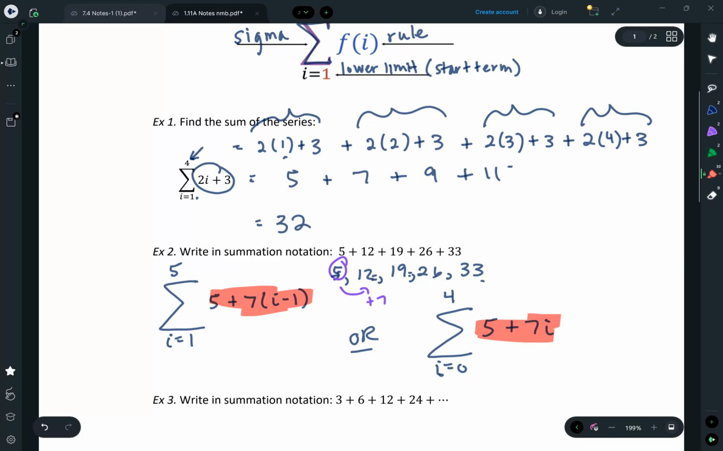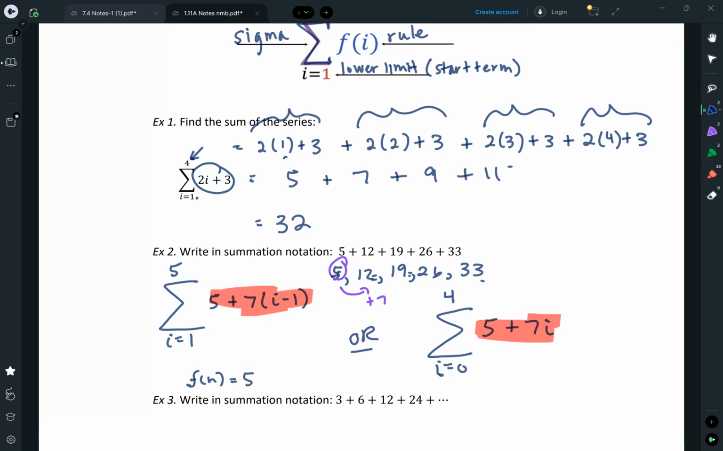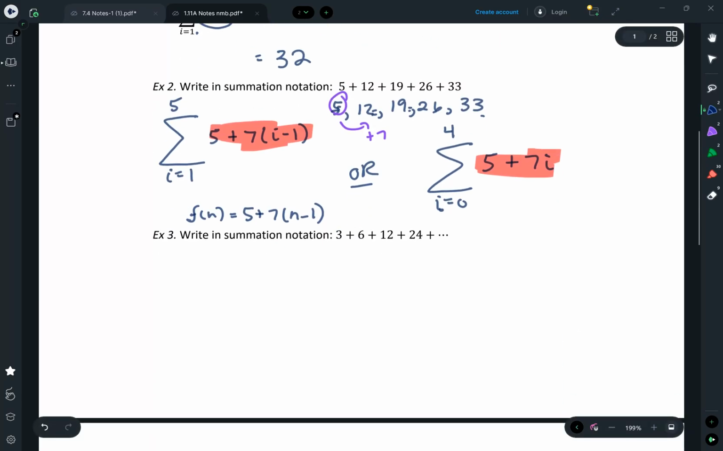We've been writing this rule, but instead of writing 5 plus 7 times i minus 1, we've been writing something like f of n, right? We've been writing f of n equals 5 plus 7 times n minus 1. So it's the same kind of idea. It's just now instead of calculating a specific term, we're adding them all up.